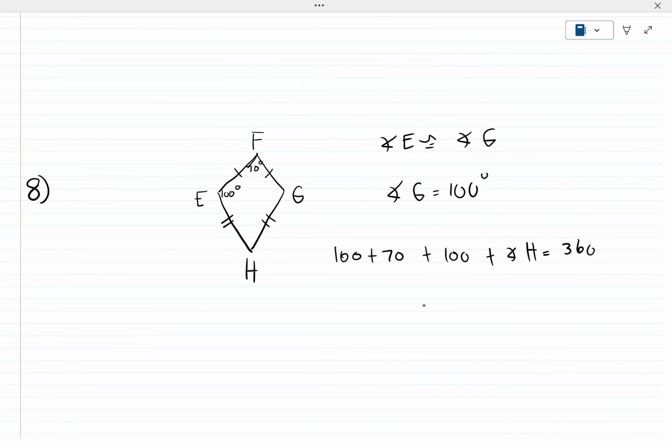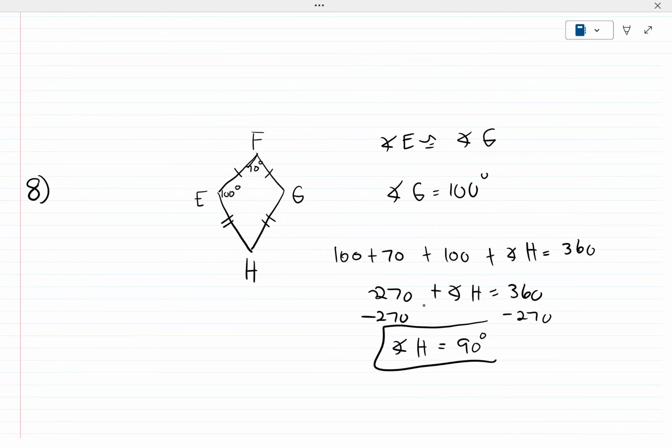When you do all the work, 170 plus 100 is 270, plus angle H equals 360. Then subtract 270 from both sides. That means angle H is going to be 90 degrees. There you go.